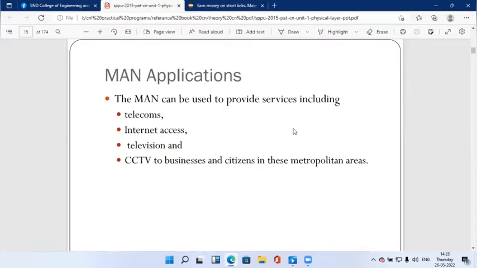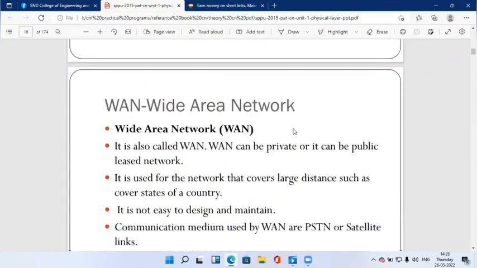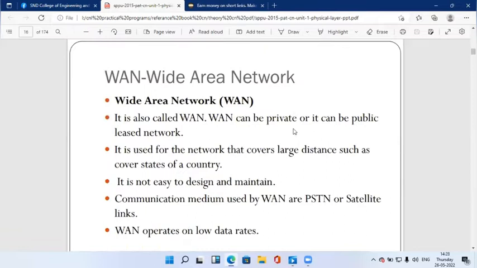Metropolitan area network, some applications also there. Okay, so the MAN can be used to provide services including telecoms, internet access, television, and CCTV for the business and citizens in the metropolitan area. Okay, so different applications of your MAN. Okay, so after that, next type is WAN, wide area network.